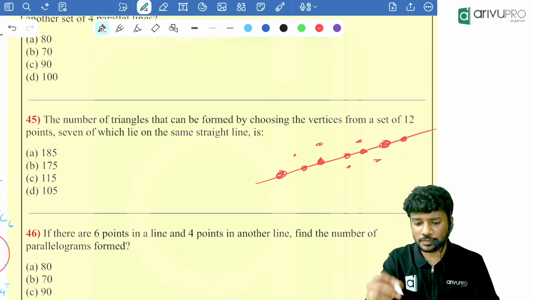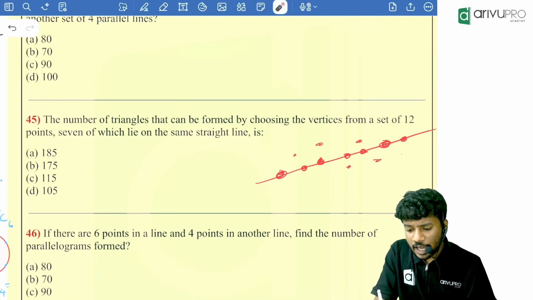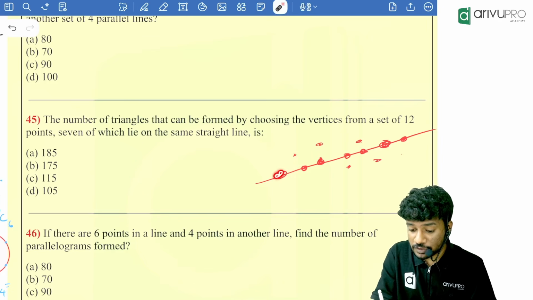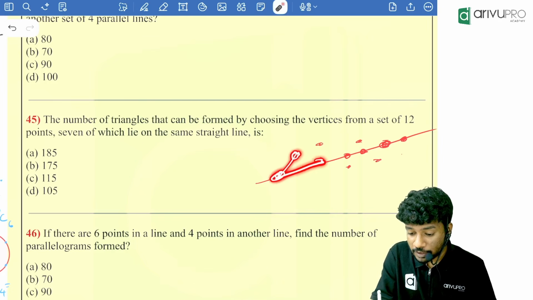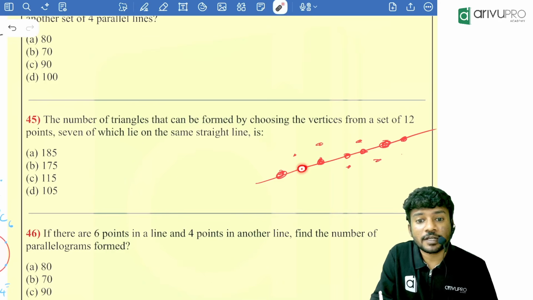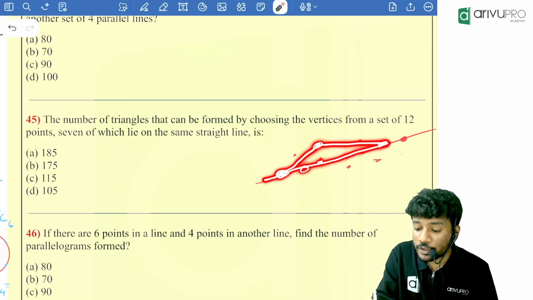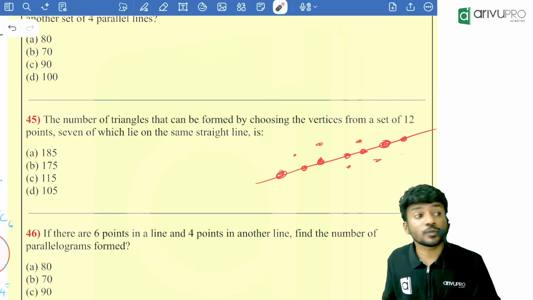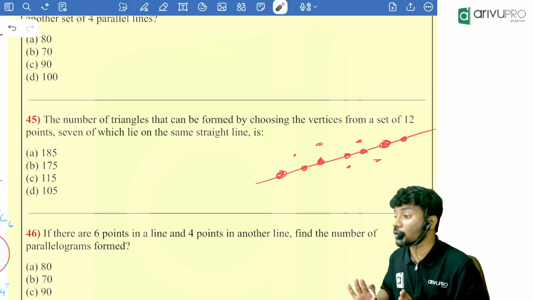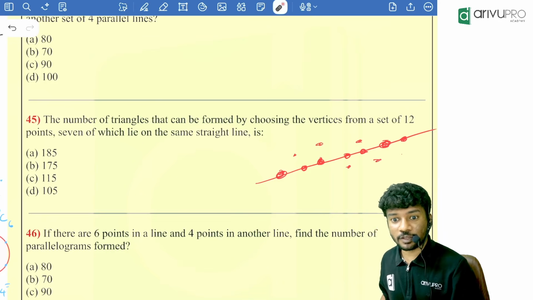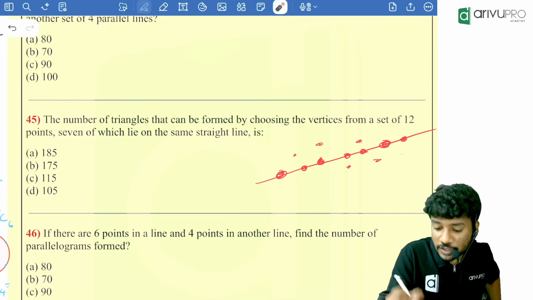Now I will ask you a simple question. Everyone listen carefully. I am taking the first 3 points, and I got a triangle, correct? Then I am taking this point and this point. Is this point also included here? Yes, another point is also included there. If I take this point and this point, all the other points are also included over there. That's the reason why we are reducing the collinear points. Whenever collinear points come into the picture, we are reducing the number of triangles.